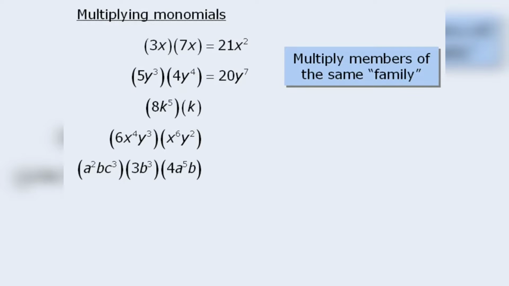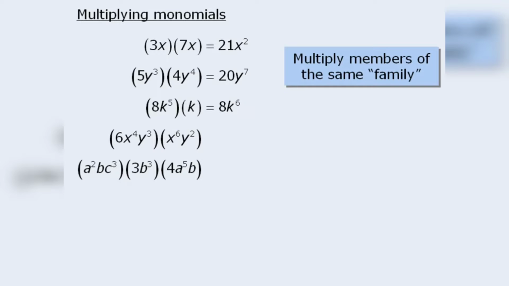Please note that if you need extra help on the rules of exponents, you might want to go review some lessons on those rules. In the next example, we have a coefficient of 8 in one term, but the other term does not have a coefficient. In these instances, the coefficient is assumed to be 1, in which case 8 times 1 is equal to 8. Next, we will multiply k to the power of 5 by k to get k to the power of 6.